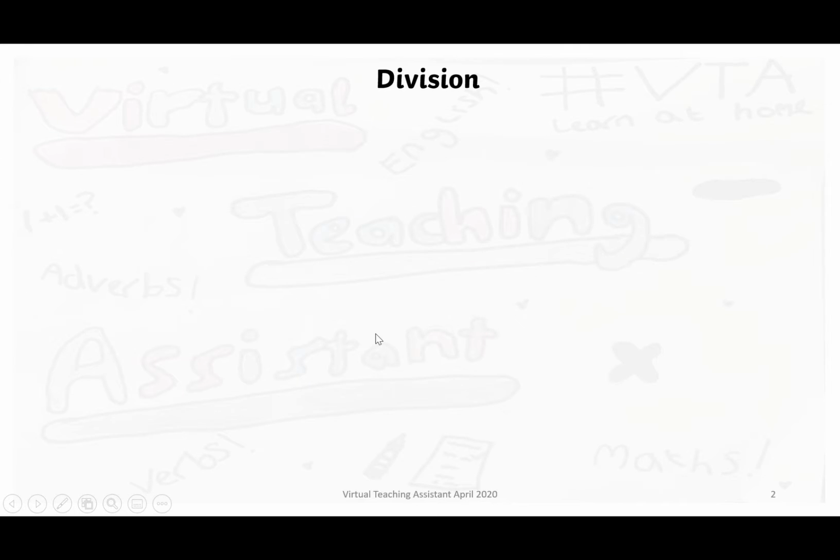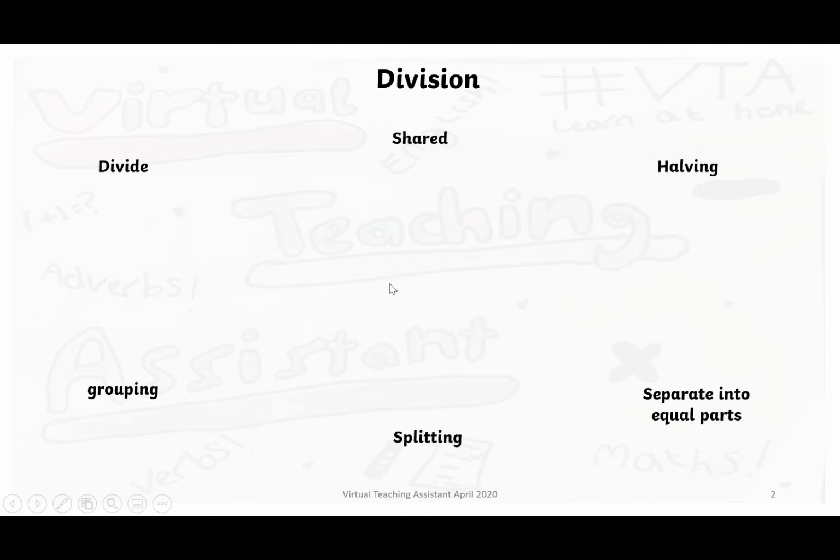Okay, let's get started. So division, again, is known by lots of different vocabulary. So grouping, shared, halving, divide, splitting, separate into equal parts. Okay, now Key Stage 2 would still use arrays, all right, but obviously the numbers would be a lot different. They're not looking at the 2, 5s and 10s times table anymore. They're looking at bigger numbers now and more complicated. So let's have a look at how you would do an array for the bigger calculations.